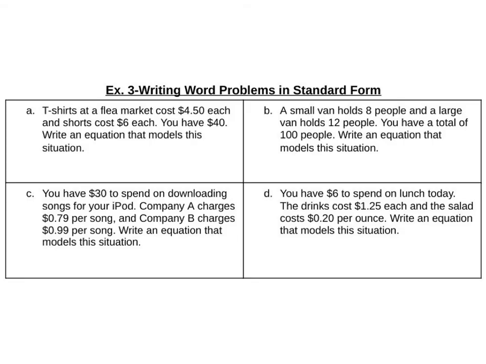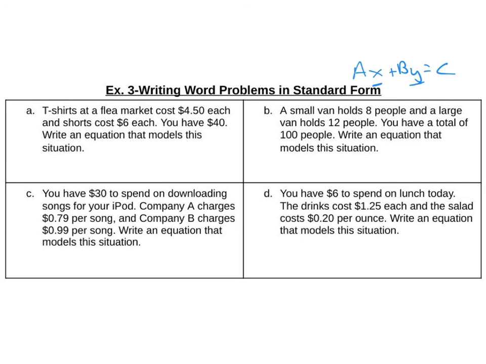Okay, and lastly, example 3, we're going to practice writing word problems in standard form. Now, in standard form, we have that AX plus BY equals C as a general setup, but we're not always necessarily going to use X and Y. It's all going to be what we define our missing things as. So if we look at T-shirts at a flea market that cost $4.50 each, and shorts that cost $6 each, and you have $40, write an equation that models this situation.